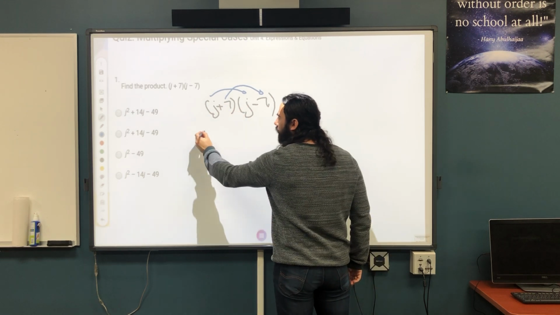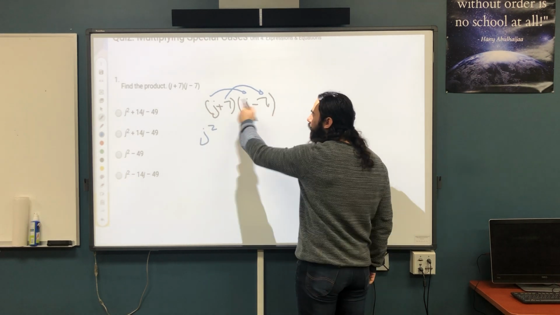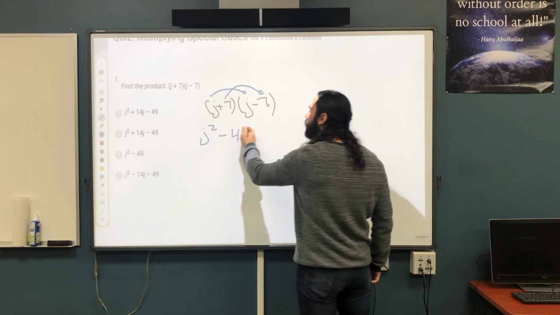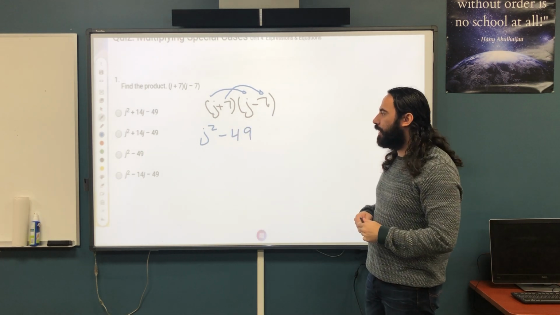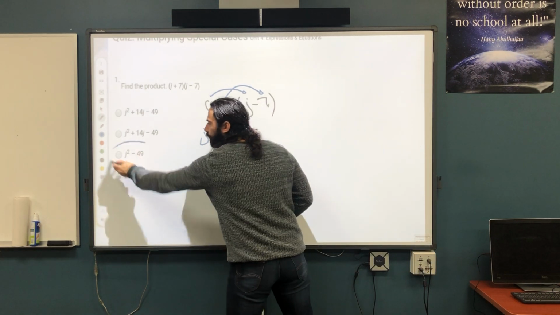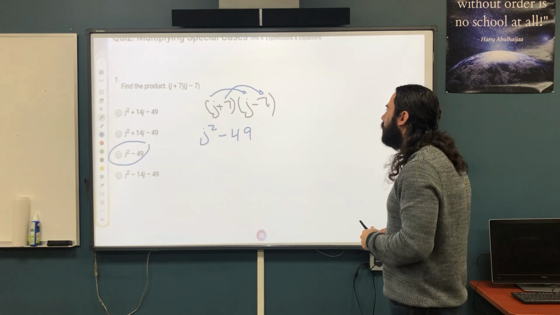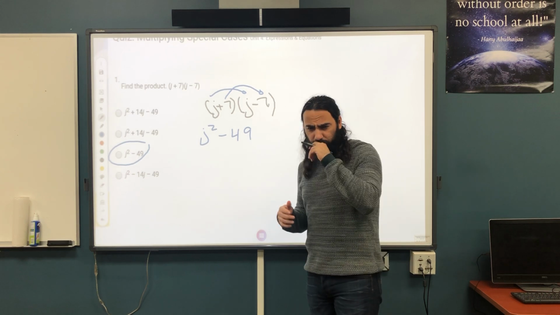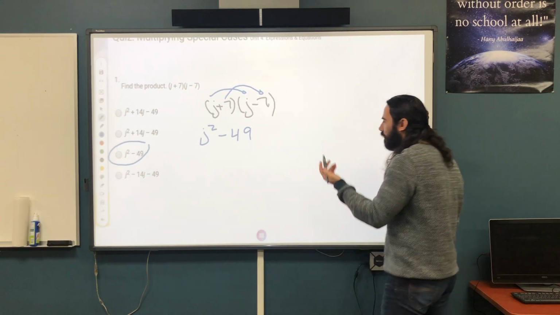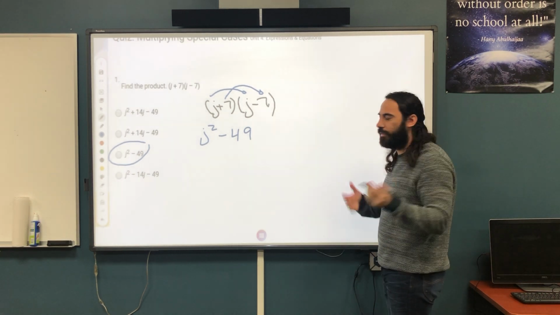So j times j is going to be j squared. And 7 times negative 7 is going to be negative 49. And this is the answer. That's all you need to do. Now, it's called a polynomial identity, or in this case, a binomial identity.